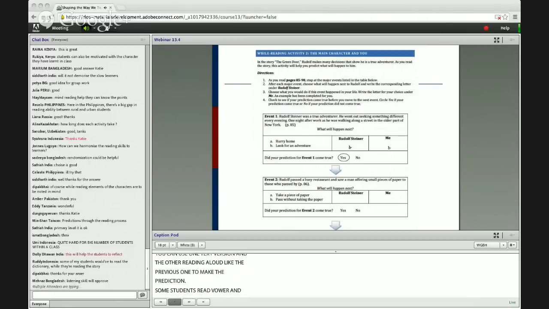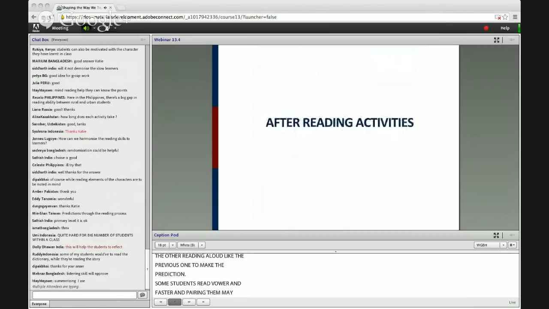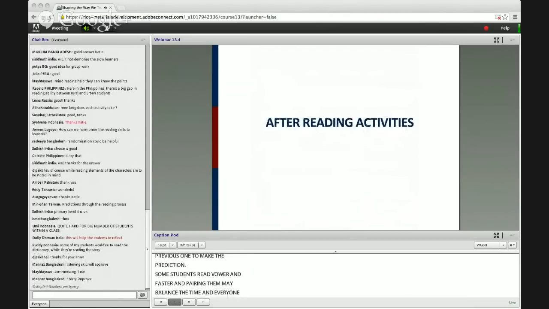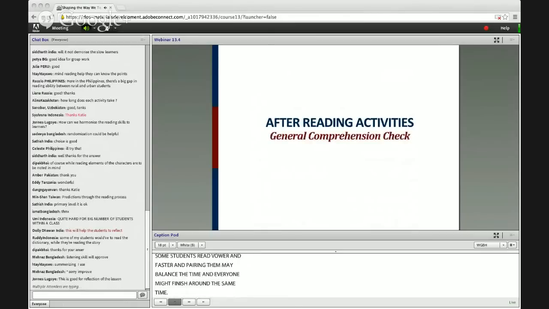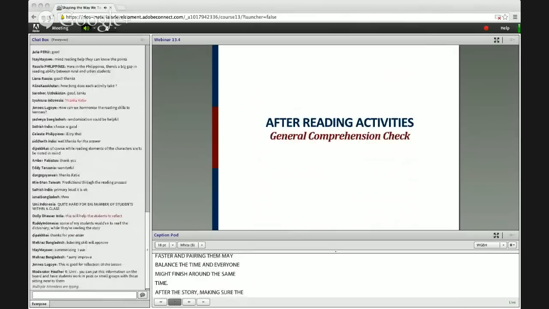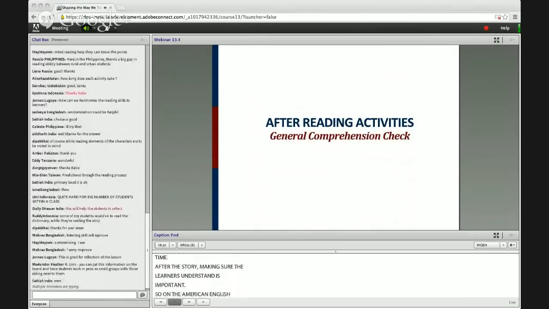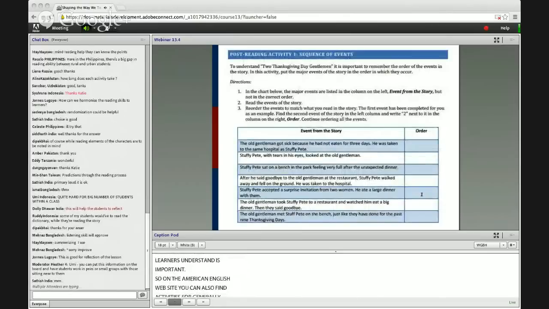All right, so once everybody has read the story, making sure that your learners understand the main idea and the most important details is essential. We talked about that earlier. So on the American English website, you can also find some activities for generally checking their comprehension. A sequence chart is one way to do this.